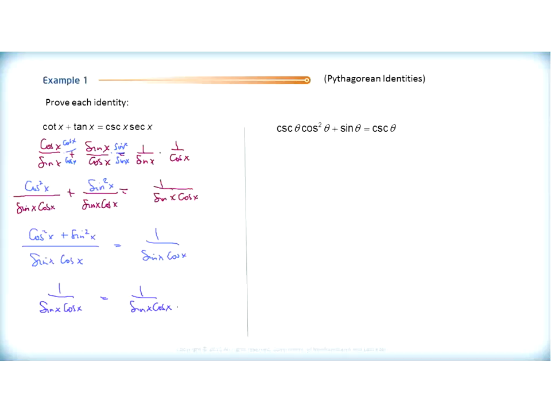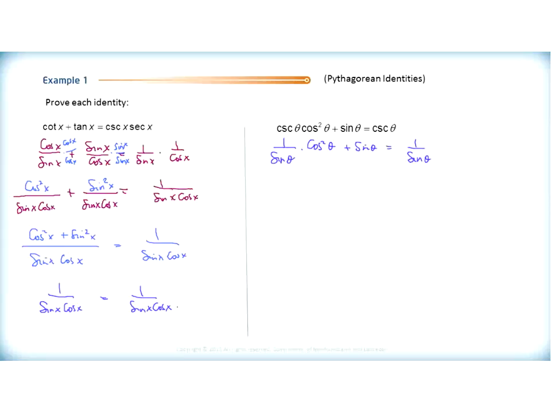Cosecant times cosine squared plus sine equals cosecant. I'm going to use the same approach here. I'm going to rewrite everything in terms of sine and cosine and hope that it works out for me. Cosecant is equal to 1 over sine, times cosine squared plus sine, equals cosecant, which is 1 over sine. Now I know what I'm looking for, because you can see on the right side I've got 1 over sine. There's nothing else I can do with that. So I'm hoping that eventually my left side will equal 1 over sine.